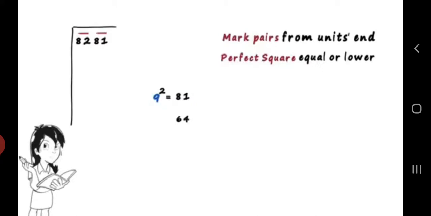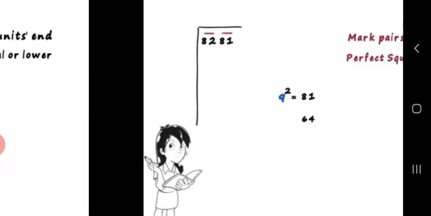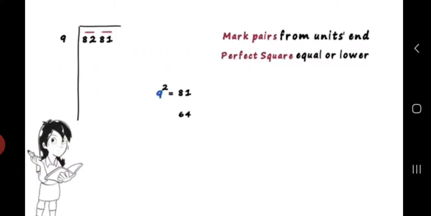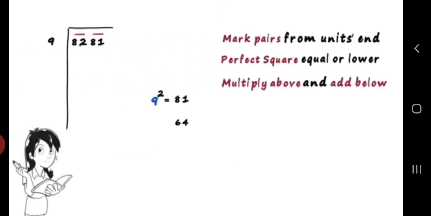You all know 9 squared equals 81. So we have to take the number 9, and we shall write 9 on the left side. You can see. Now our next step is multiply above and below.